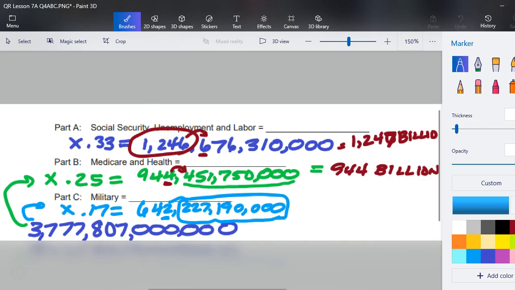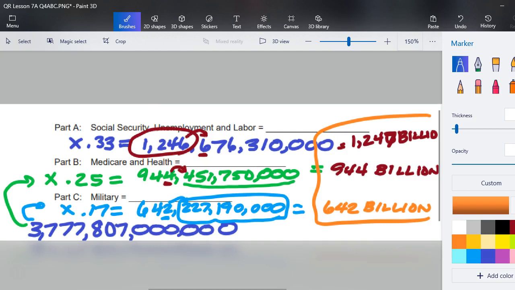And so this 4 is what we're rounding to. That's going to put us at 642 billion. So the numbers back here are the ones that we're going to carry on to some of our next questions. So go ahead and hit pause. You look at question 5, complete parts A through E, and then come back and we'll work on them together.